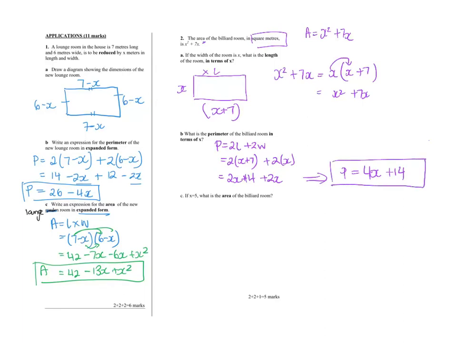If x equals 5, what is the area of the billiards room? So we said area was x squared plus 7x. So every time we see x, we'll put a 5. So area equals 5 squared plus 7 times 5. So 25 plus 35. So the area equals 60 meters squared.